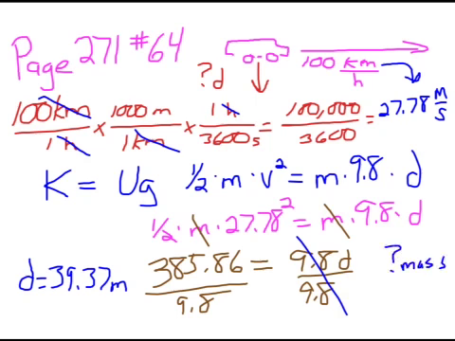If you like this one, the previous problem, number 61, has how to figure out speed when something's dropped and you don't know the mass of the object. Okay.